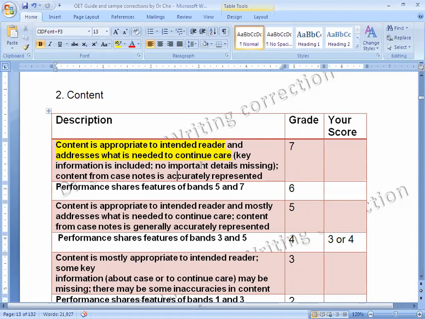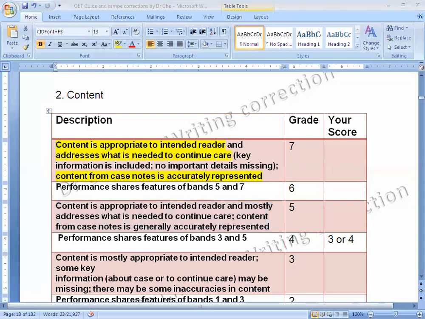Key information means the most important information is included. No important details are missing. All important details are mentioned, and the content of the case note is accurately presented. Accurately presented means you don't twist any information. You should write as it is written in your case notes, but in a well organized way.